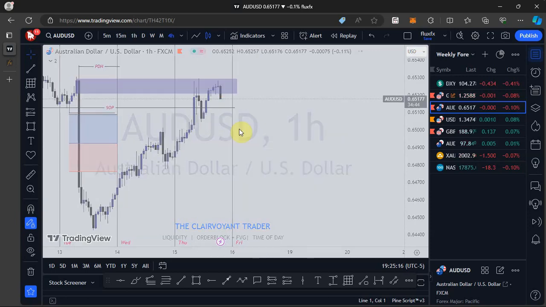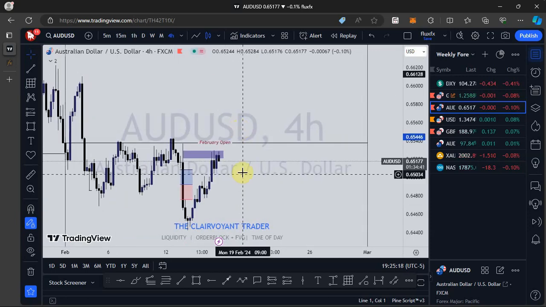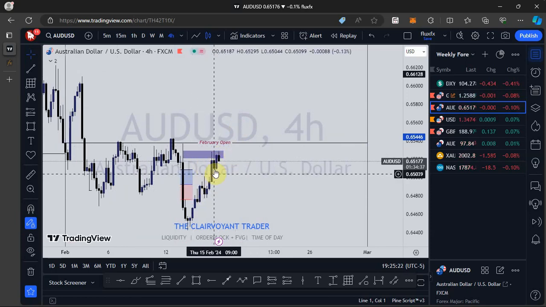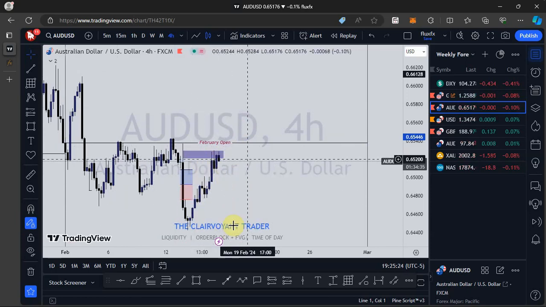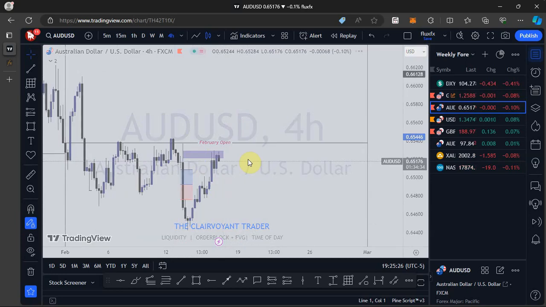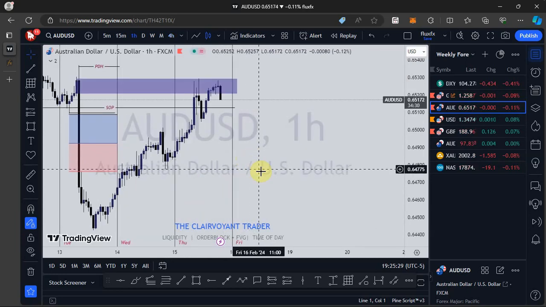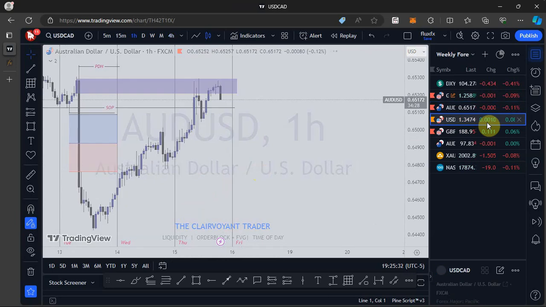But let's switch to the 4-hour time frame and see what is happening there. Just as you can see, AUDUSD is still giving us that bearish sentiment. So going into a new day, I'll be looking for bearish prices so far as AUDUSD is concerned. Let's see what is happening on USDCAD.